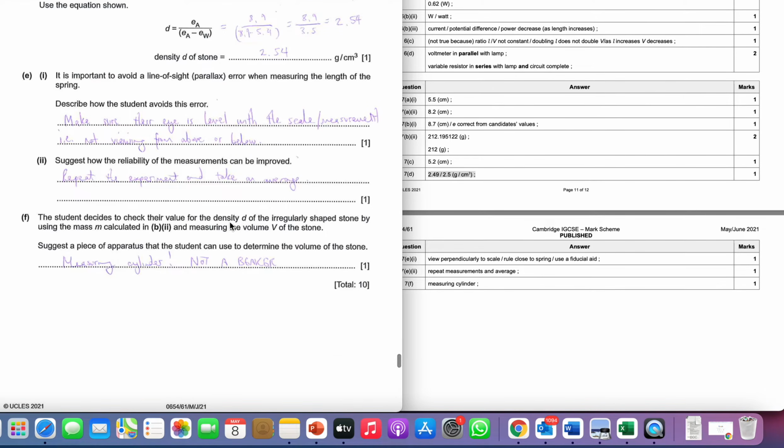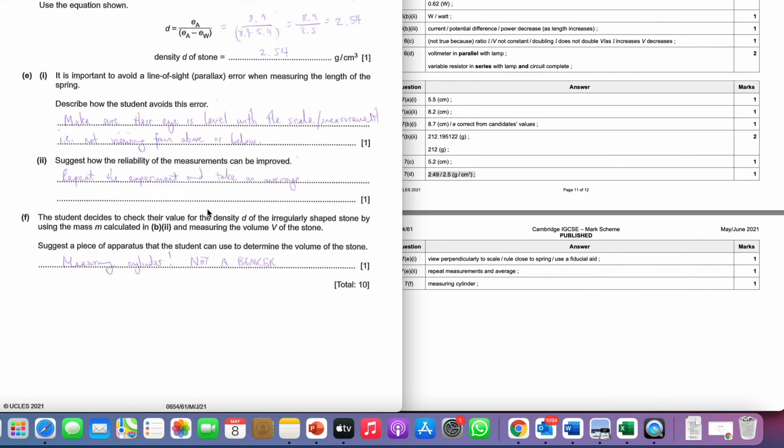Okay, the last bits here really are the slightly harder ones, maybe ones that require a bit more thinking. The first thing it says is to avoid a line of sight error when measuring the length of the spring. Describe how we avoid this.